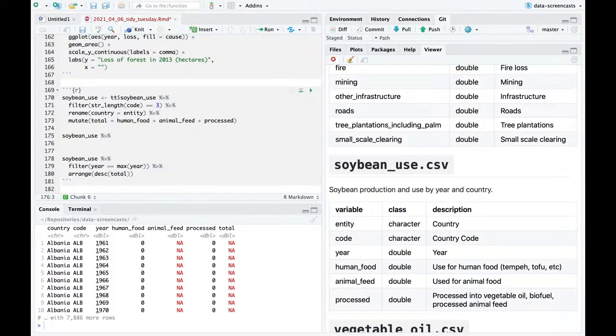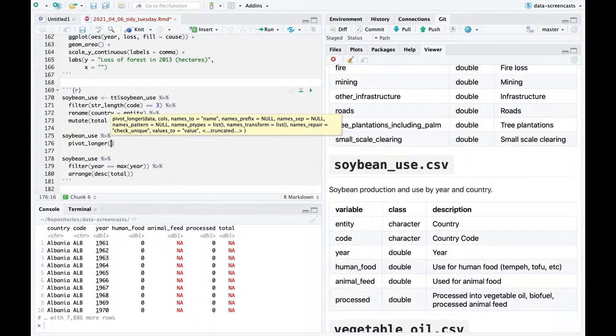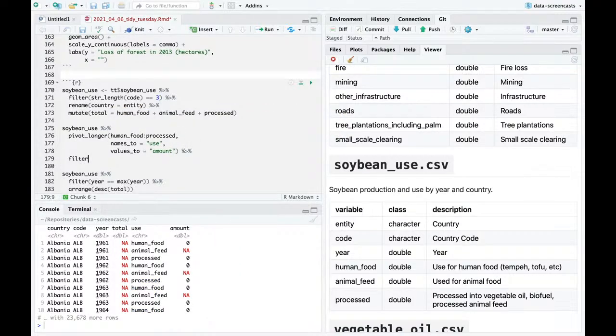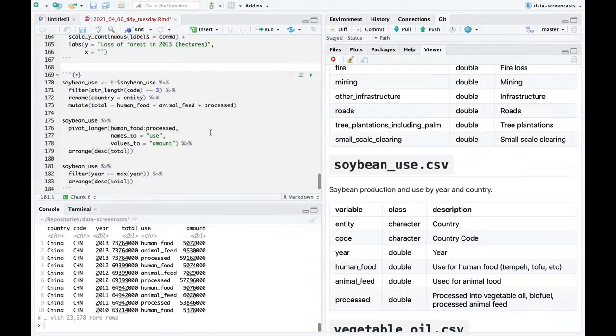Take this and I say pivot longer. I want human food to processed, I want the names to be use, and the values to be amount. I do not know the unit of amount. And actually, I don't know what the NAs are. Are they zeros? I don't know. There are zeros in here. But arrange descending total. I'm going to go ahead and say filter not is in a total.